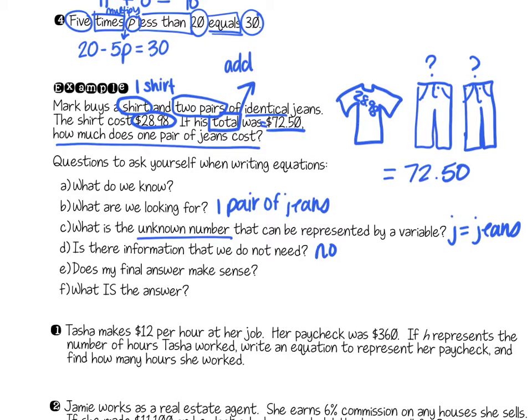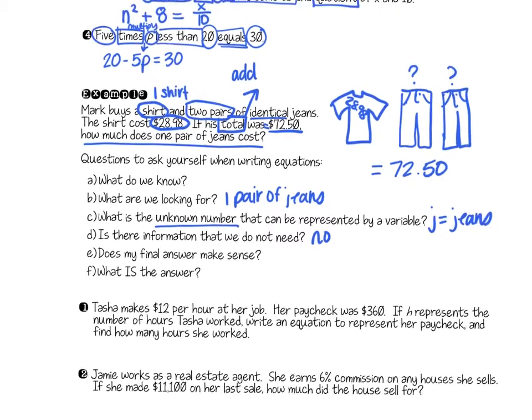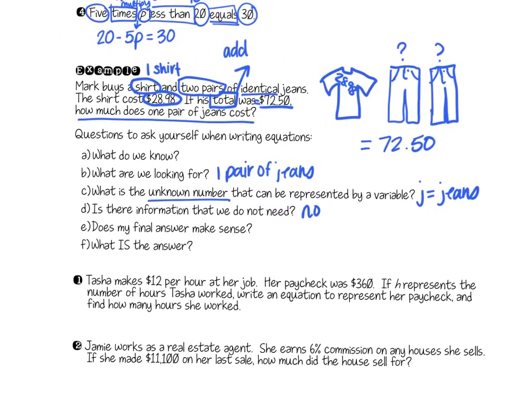E, does my final answer make sense? These E and F kind of go together. What is my answer, and does it make sense? So let's go ahead and try to set up this equation. If I don't know the cost of the jeans, instead of a question mark, I want to think we picked J. So J for jeans.